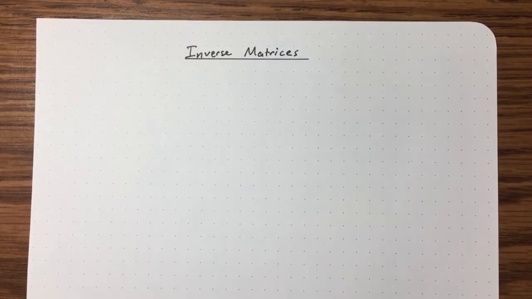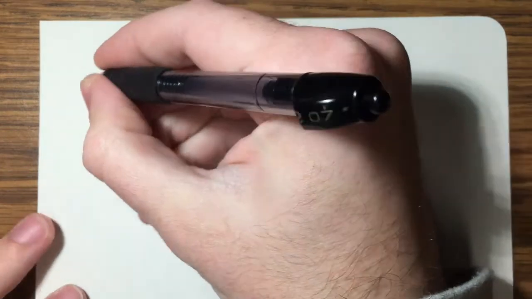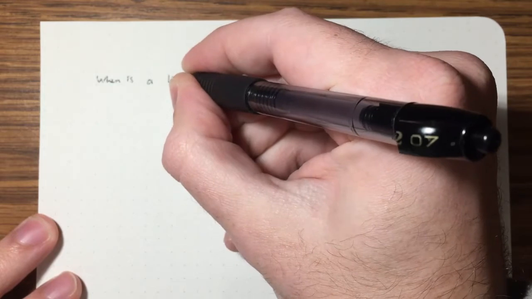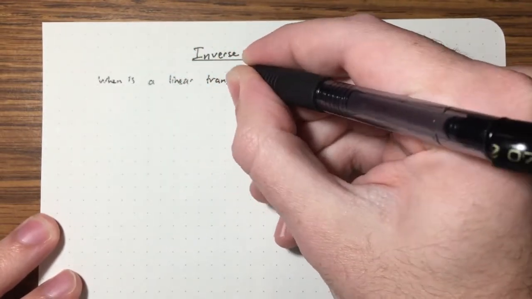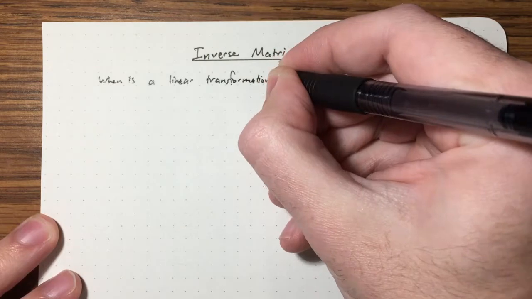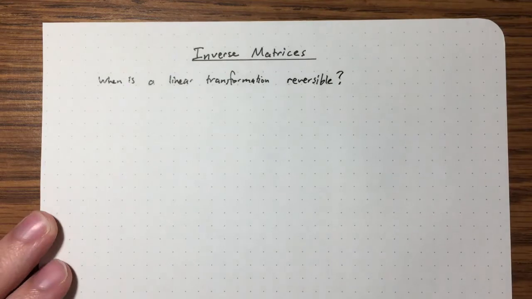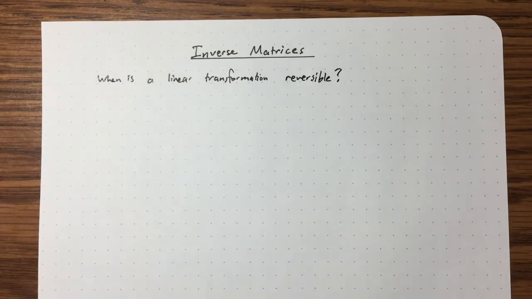In this lecture, we're going to talk about the inverse of a matrix. Now, whenever we're talking about matrices, what are we really talking about? Well, we're talking about linear transformations, right? So matrices encode linear transformations. And so really the question that we're going to ask today, this will be sort of our motivating question, is when is a linear transformation reversible? Okay, and we'll talk about exactly what we mean by that.